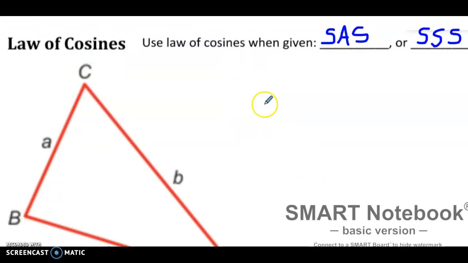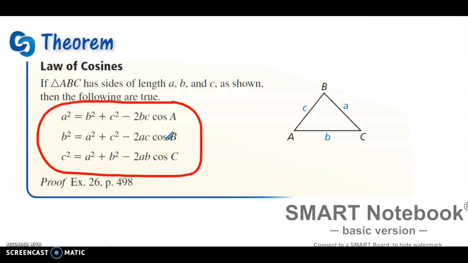In your notes, be sure you write this down. We're going to use the law of cosines when given side angle side or side side side. So make a note to yourself, that's when we use law of cosines. And here are the laws of cosines. Be sure you write these three formulas down.